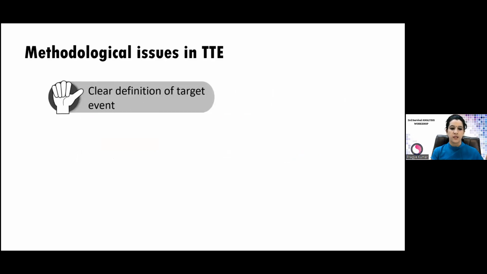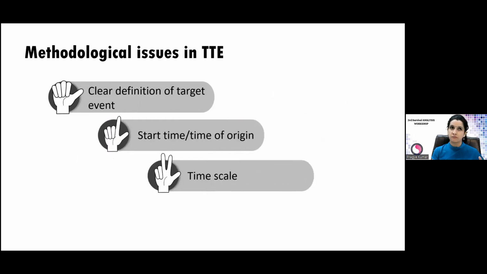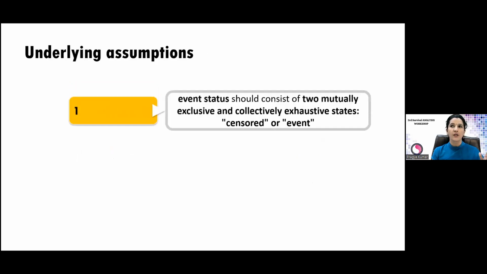Now, there are some issues in time to event data. You should have a clear-cut definition of the target event. You should have a start and end time on a time scale. We have seen this. So now coming to the Kaplan-Meier, what are the underlying assumptions?